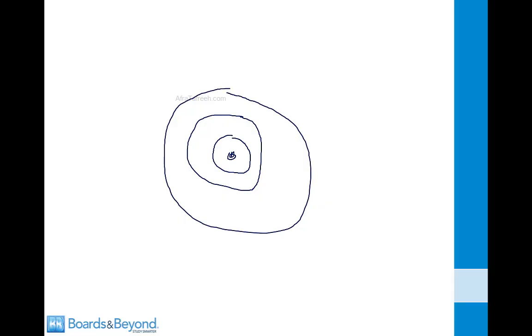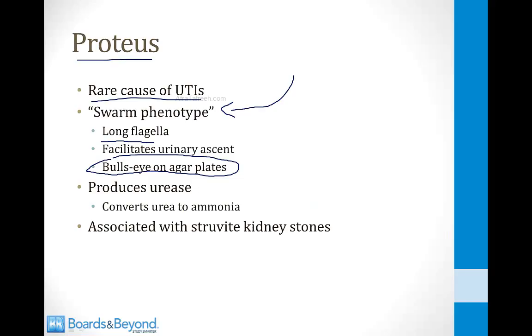So what happens is you plate some Proteus on an agar plate and it will swarm outwards and create a circle of bacteria. And then the bacteria will stop and temporarily enter a vegetative state, and then they will return to the swarming state and go out again and make another circle. And it will do this over and over again. So after you've grown it for a while, you'll see this bullseye pattern on a plate, and that's characteristic of the swarming phenotype of Proteus. Proteus also produces urease, and this converts urea to ammonia, and it's associated with struvite kidney stones. And I talk about this in detail in the renal module on kidney stones.